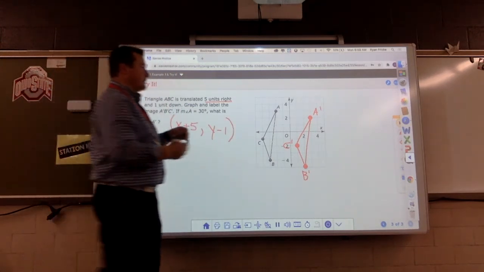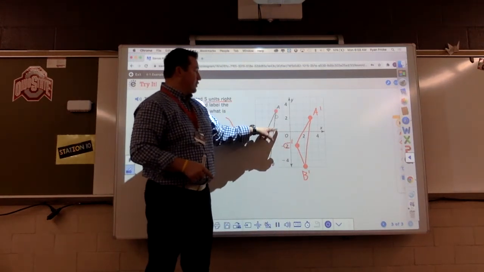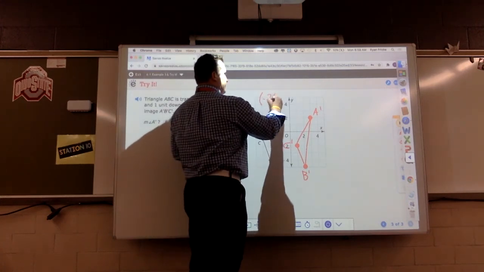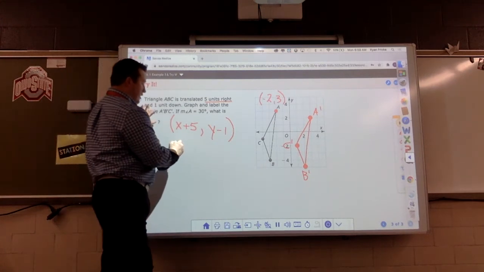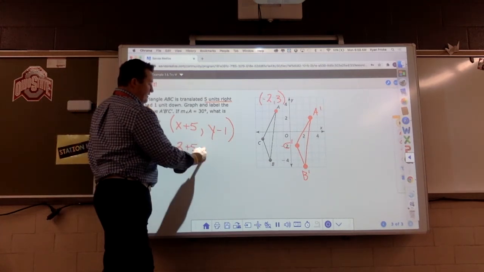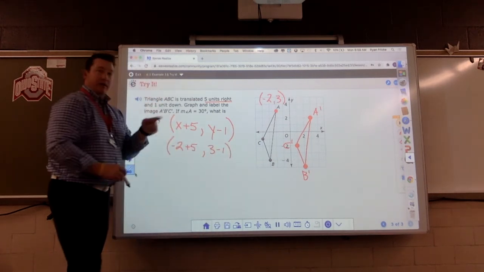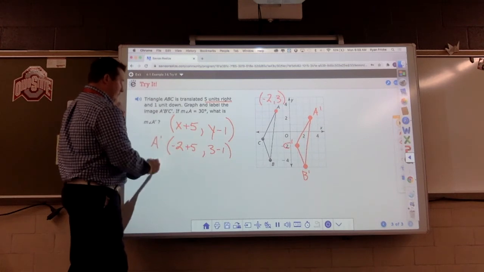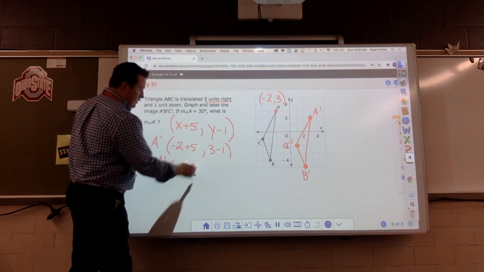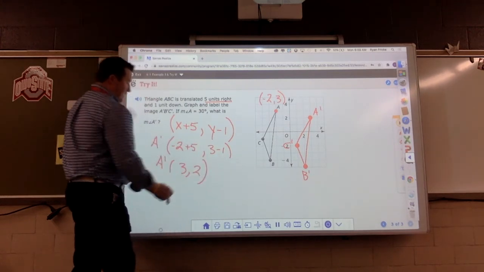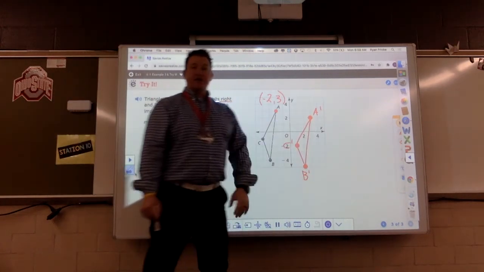And guys, here's how this works. Let's take this coordinate point A here. Guys, this is at -2, 3. If I want to know where A prime is, -2 plus 5, 3 minus 1. That will be your ordered pair for A prime. I guarantee it. What's -2 plus 5? 3. What's 3 minus 1? 2. Is A prime located at 3, 2? 1, 2, 3? It sure is.